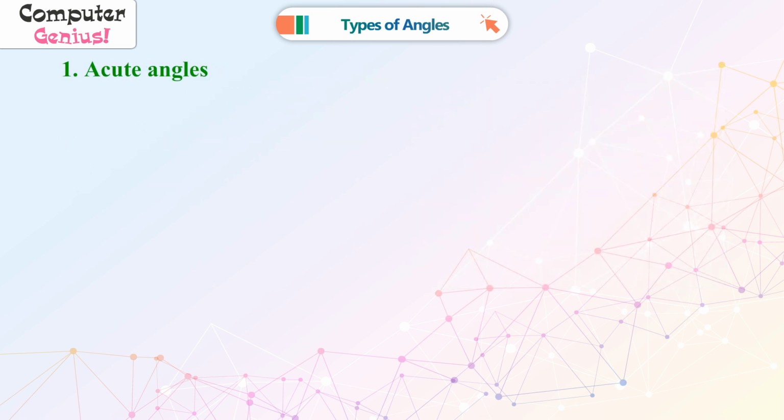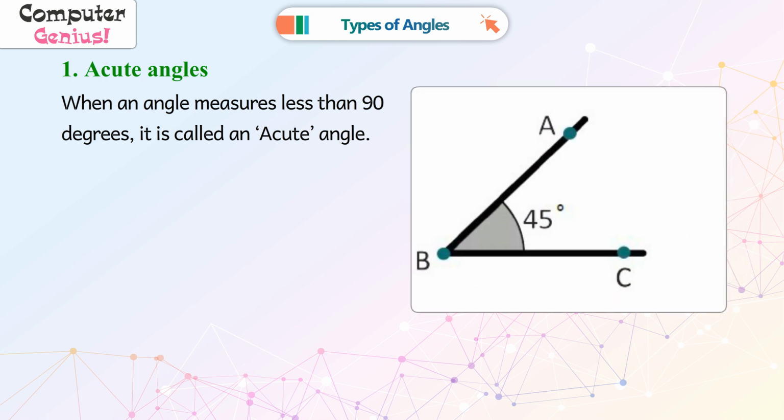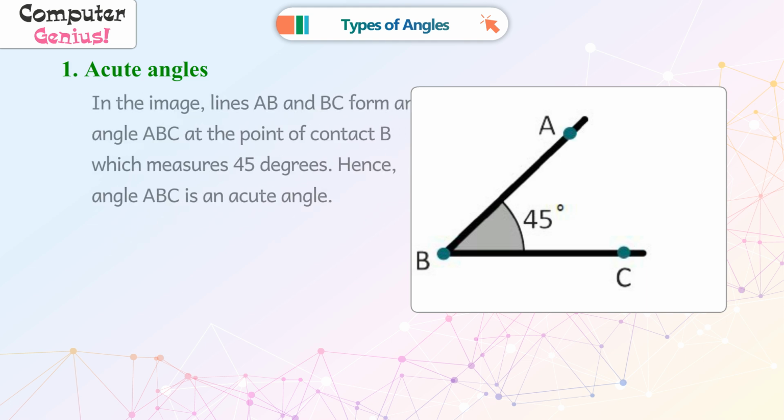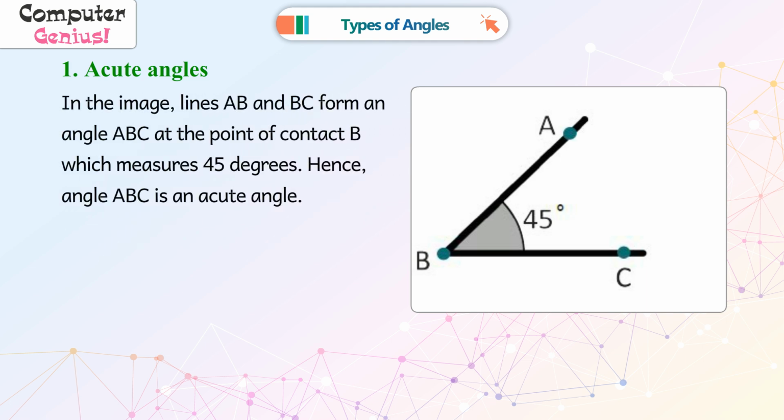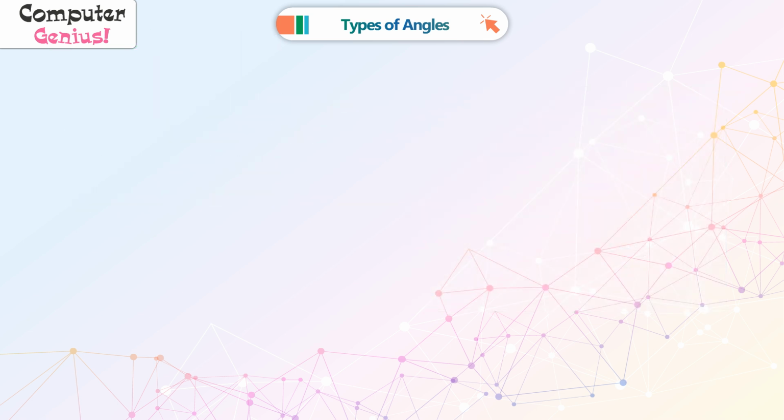1. Acute angles. When an angle measures less than 90 degrees, it is called an acute angle. In the image, lines AB and BC form an angle ABC at the point of contact B, which measures 45 degrees. Hence, angle ABC is an acute angle.